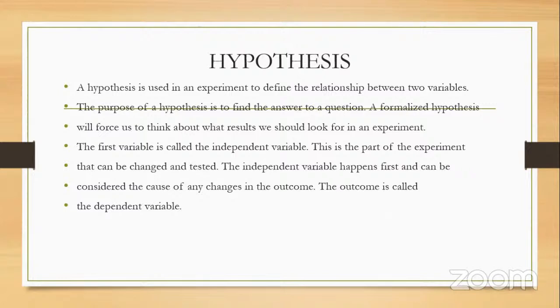The purpose of a hypothesis is to find the answer to a question, and a formalized hypothesis will force us to think about what result we should look for in an experiment. The first variable is called the independent variable. This is the part of the experiment that can be changed and tested. The independent variable happens first and can be considered the cause of any changes in the outcome. The outcome is called the dependent variable.